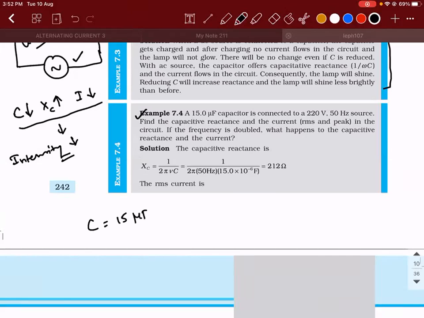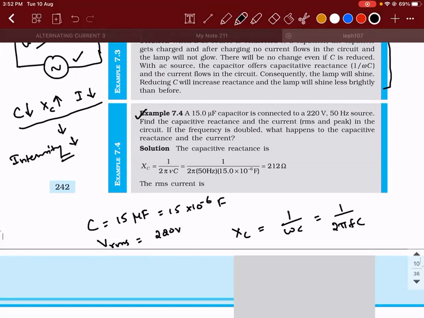Capacitance is equal to 15 microfarad, that is 15 into 10 power minus 6 farad, is connected across an RMS source of 220 volt and 50 hertz. Find the capacitive reactance. So XC is equal to 1 divided by omega C. That will be 1 by 2 pi F into C. So you substitute the values, you'll get it.